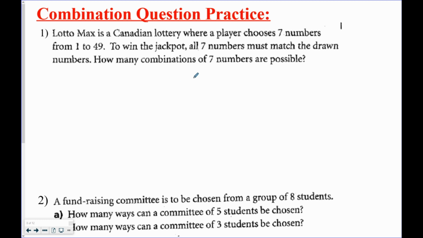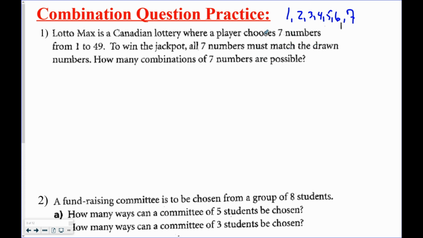Basically, you shouldn't have played the Lotto Max unless you're at least 18. But so basically a player chooses 7 numbers from 1 to 49. To win the jackpot, you've got to match all 7 numbers that are randomly drawn every week. So basically the question is, how many combinations of the 7 numbers are possible? So if I choose my 7 numbers, and say I just choose 1, 2, 3, 4, 5, 6, 7, those are my 7 numbers, the order the numbers get drawn in doesn't matter.